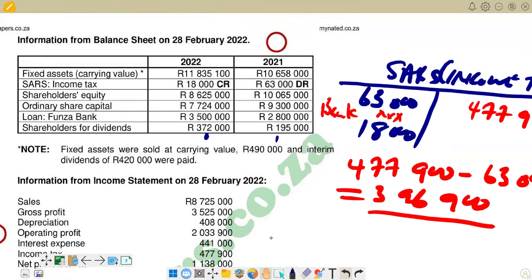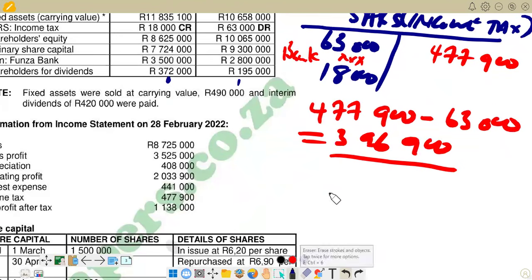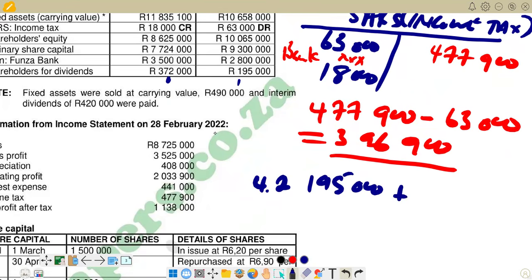So let's just say the figures that we have. Sorry, the opening balance is 190. Let's try to see, 195. Then we are adding the interim 420,000. So let's try to add those two, see what we get.